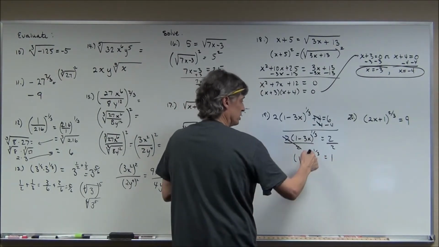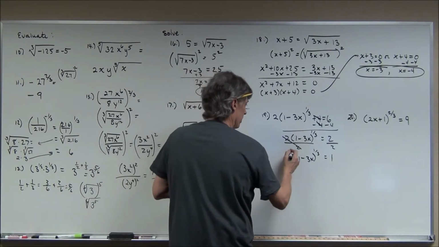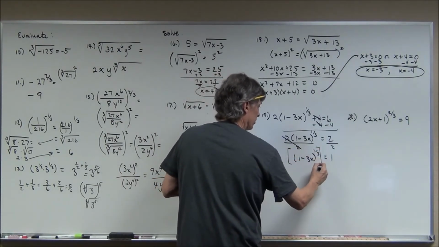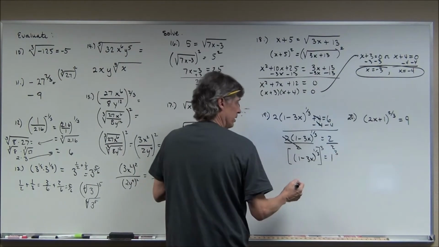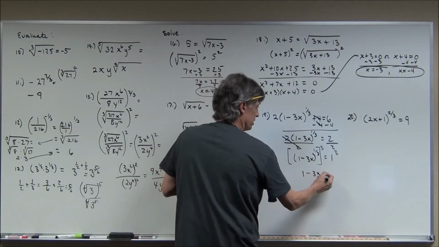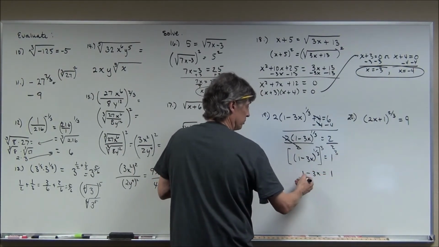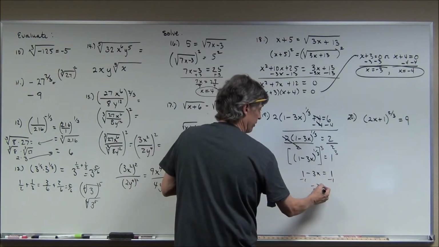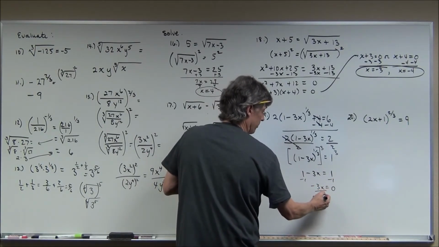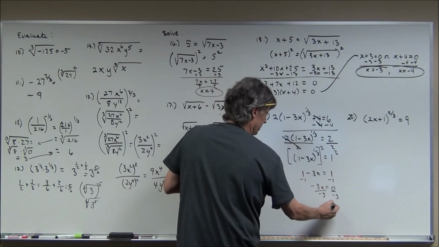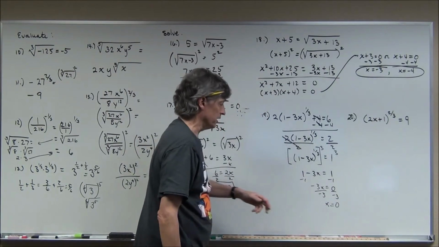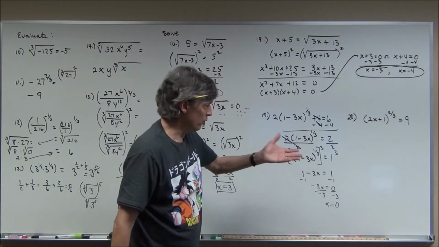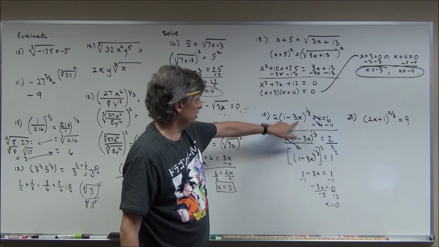Now I'm going to raise both sides to the reciprocal of 1/3, which is 3 over 1, or 3. So I get 1 minus 3x is equal, well, 1 cubed is 1. Subtract 1 from both sides, I get negative 3x equals 0. Divide by negative 3, I get 0. Now a lot of students panic when they see that 0. 0 could be an answer. I just got to go back and check.